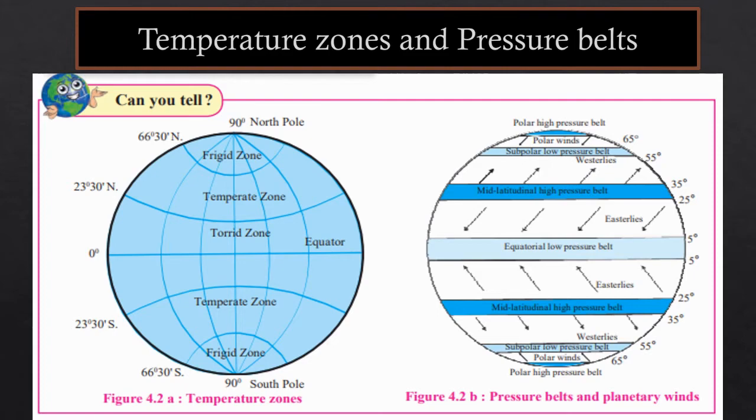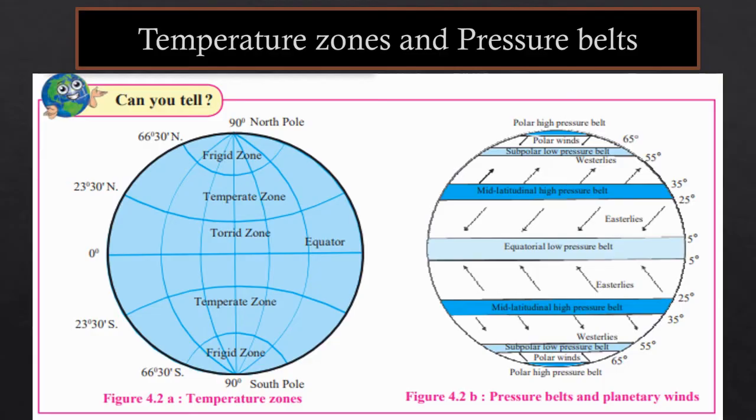Let us now discuss the following questions given in your textbook related to temperature zones and pressure belts. First is, which pressure belt is mainly found in the tropics? Tropic regions are near to the equator, and so the temperature in these regions is high. And as we know, when temperature is high, the air pressure is low. And so, equatorial low pressure belts are found in the tropics.